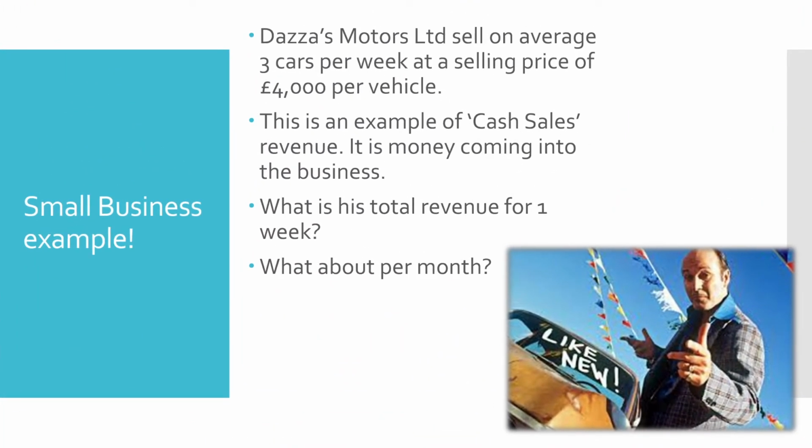So here's another small business example. Here we've got Dazza's Motors Limited, who sell on average 3 cars per week at a selling price of £4,000 per vehicle. This is an example of cash sales for his revenue. It is money coming into the business. Can you figure out what his total revenue would be for 1 week? And what about per month?